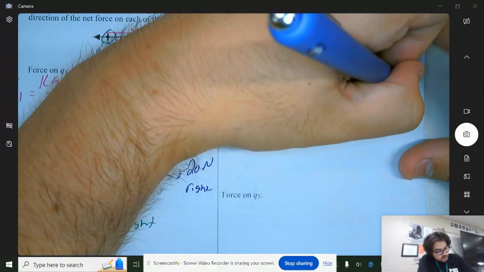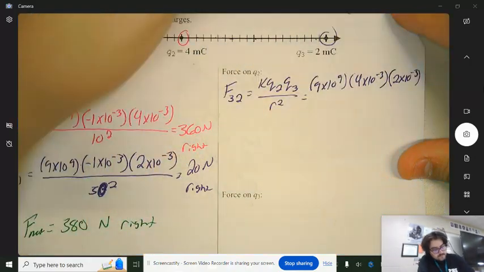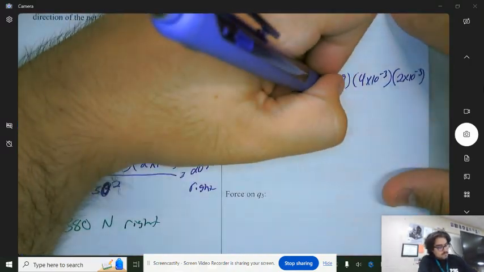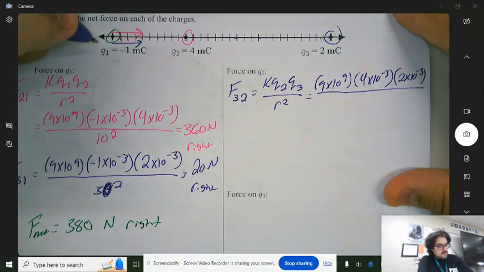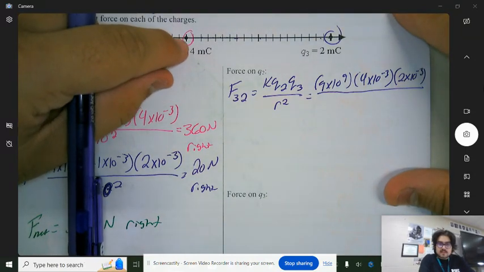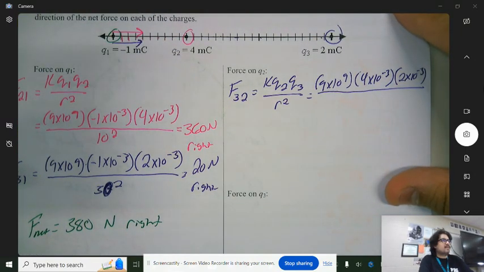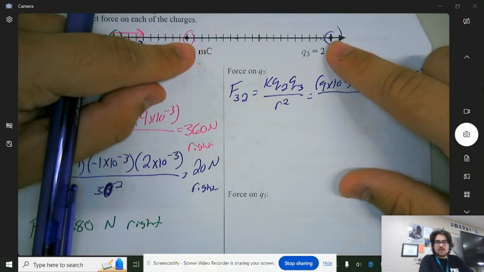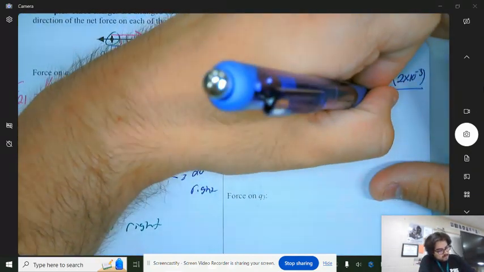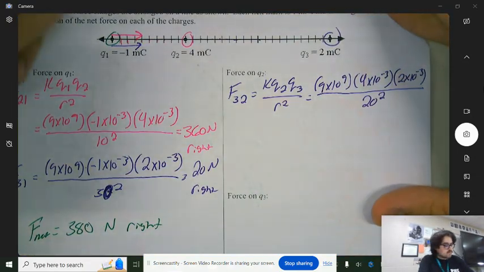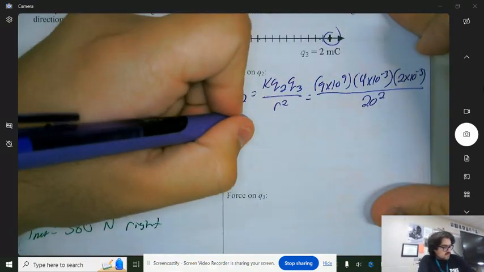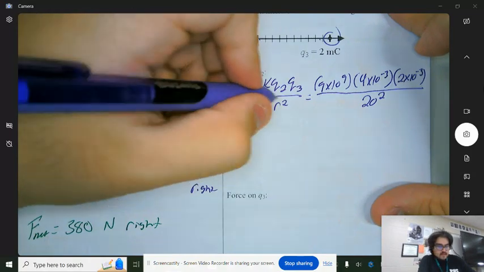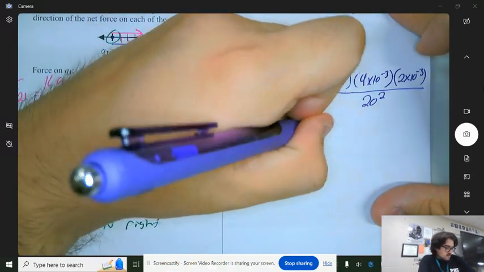Q3 is 2 times 10 to the negative 3rd, okay? We plug all that stuff in, and then we get our new distance, which in this case, so we know this is 10. So you could think of it like this. You could do like, oh, this is 10 away from 1, and then this was 30 away from 1, so the difference is 20. Or you can count. Either way is fine, okay? And you do all that stuff, you end up getting about 180 newtons to the left.